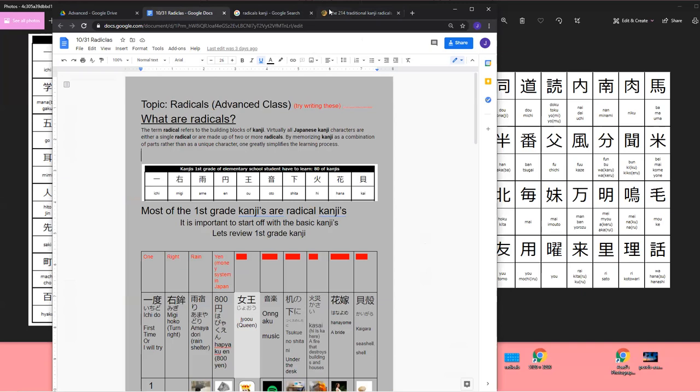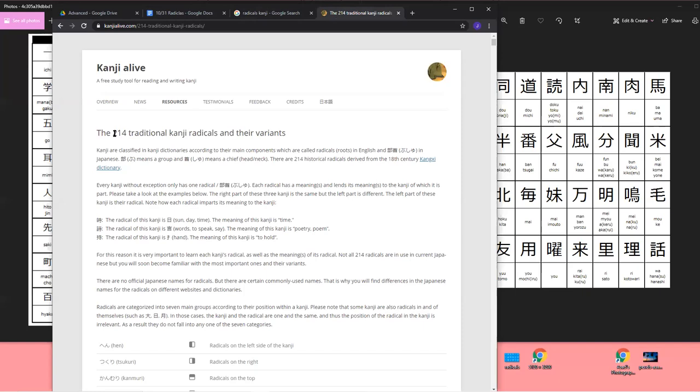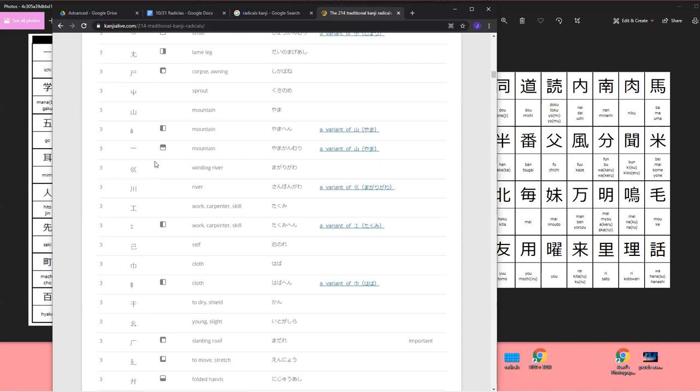I believe 254. 214. Never mind. Close. Nowhere close. Yeah, 214. But you don't even need 214. Or at least you don't even need to memorize them all. You're definitely going to need more than 214 kanji to be able to speak Japanese fluently. You might need like 1,500 to be able to speak fluently or be a normal Japanese person. Obviously in the 1,500 kanji, there's going to be at least one of each of the radicals, so you'll slowly learn it, and it'll just automatically flow into your brain. So don't worry about that.